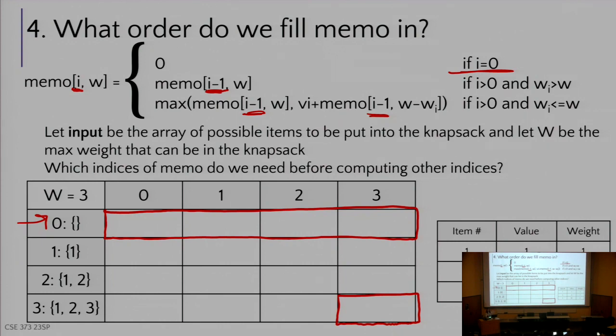So do you think we should do level by level, or do you guys think we should do column by column? Okay, raise your hand if you think level by level. Okay, raise your hand if you think column by column. Yeah, so most people did level by level, which is right. So since we always need the previous I value, we want to make sure that this entire row is filled out before doing anything in this row.